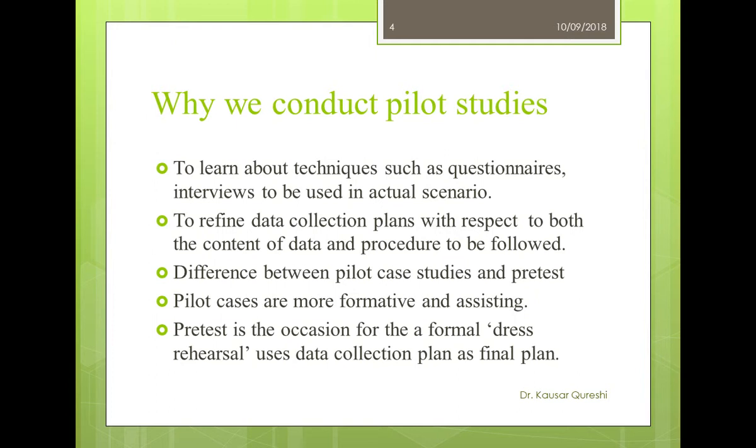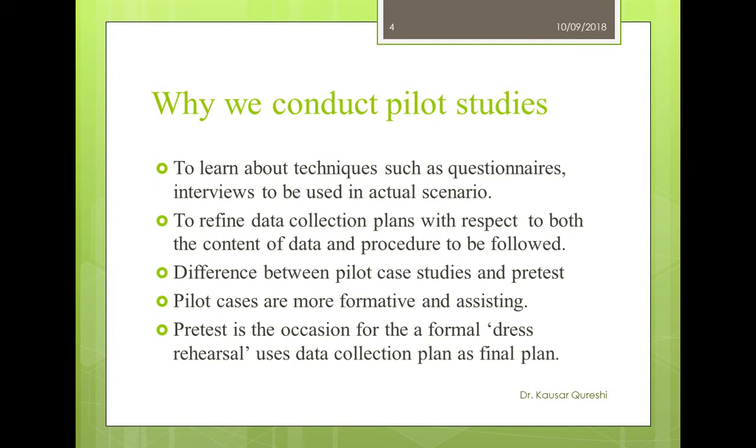There may be several reasons for conducting pilot case studies. More often, pilot case studies will help you to refine your data collection plans with respect to both the content of the data and the procedure to be followed. In this regard, it is important to note that a pilot test is not a pre-test.